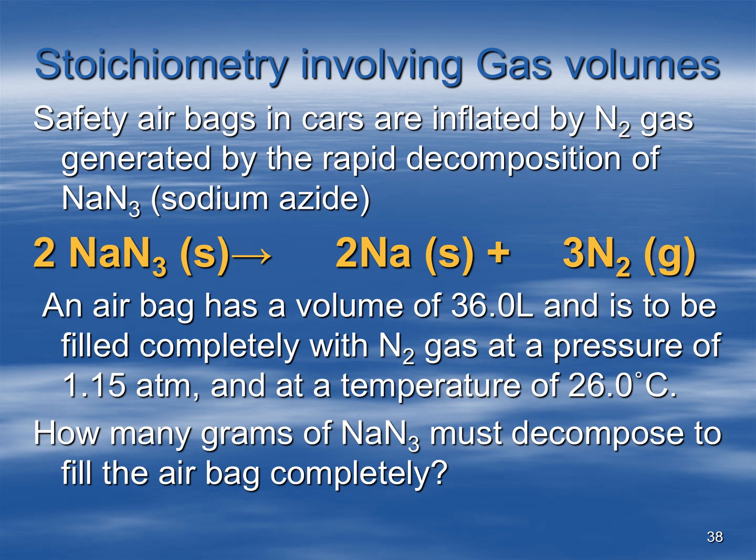Here's another example, and this is really important in the industrial world because let's say you are a manufacturer of cars and you need to figure out how to inflate an airbag. It turns out that this is the reaction: 2 NaN3, sodium azide, when it's hit, will decompose into 2 sodium metal plus 3 nitrogen gas. It's the nitrogen gas, again, that blows up the airbag.